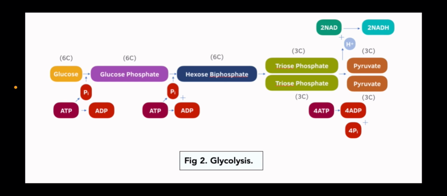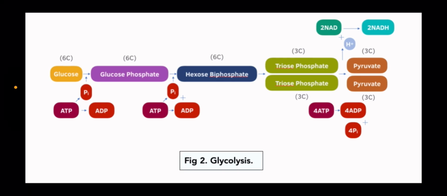Then triose phosphate is oxidized. Oxidation is loss, reduction is gain. So triose phosphate is oxidized to pyruvate, which is another 3-carbon compound molecule. While that's happening, the hydrogen ions that were on triose phosphate now go to NAD. So NAD is a molecule that picks up these hydrogen ions and it gets reduced to NADH, or reduced NAD. We don't need to know what NAD stands for.